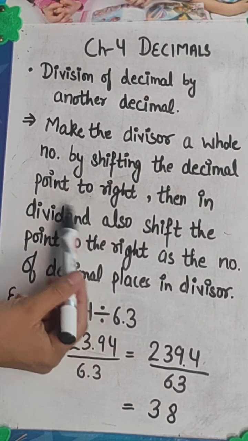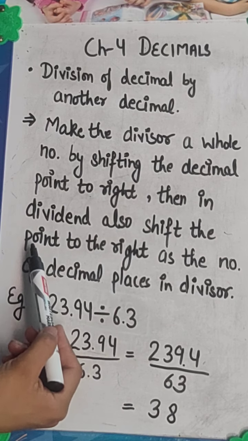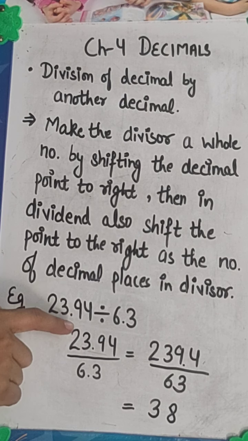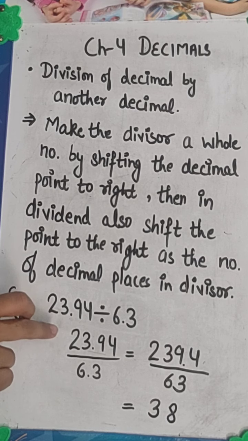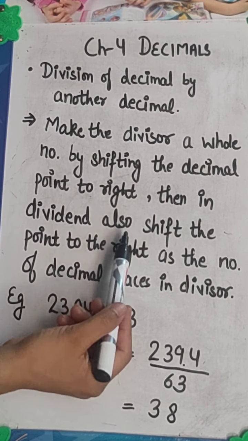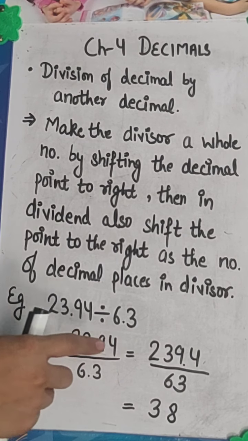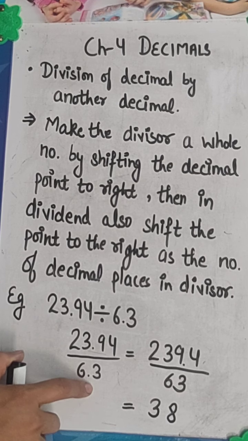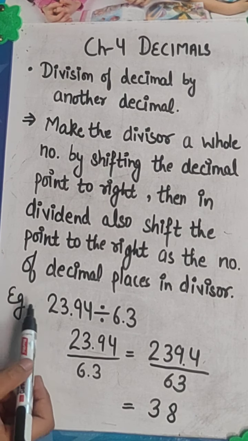After that, in the dividend what do we have to do? In the dividend also we have to shift the point. As we are shifting the decimal in the denominator, in the numerator also we have to shift the decimal to its right. The same number of shifts that we made in the divisor will be done in the dividend. Okay, so now let's take an example.